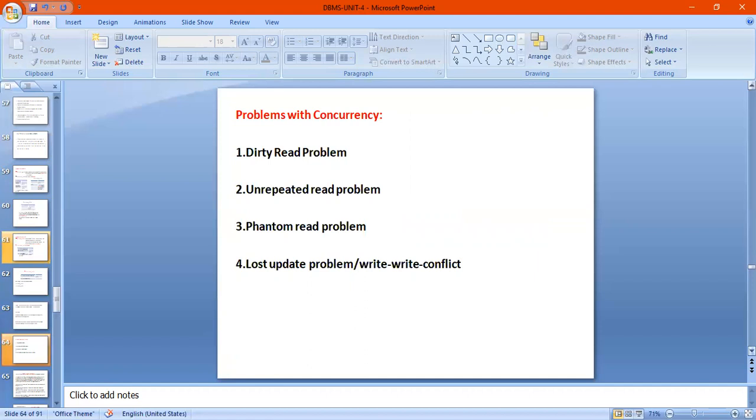Problems with concurrency: dirty read problem, unrepeatable read problem, phantom read problem, lost update problem, and write conflict problems.